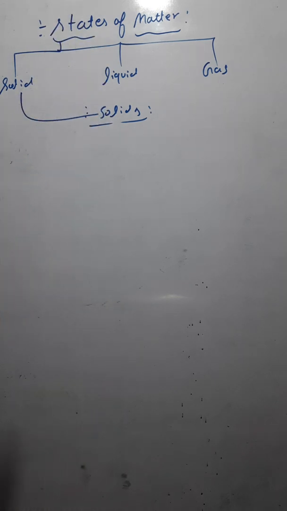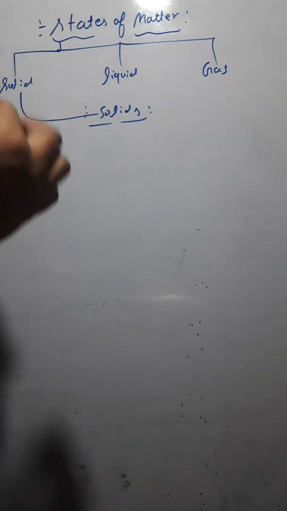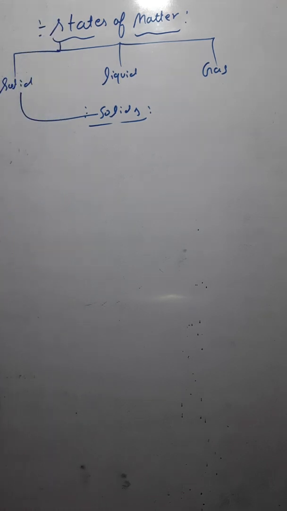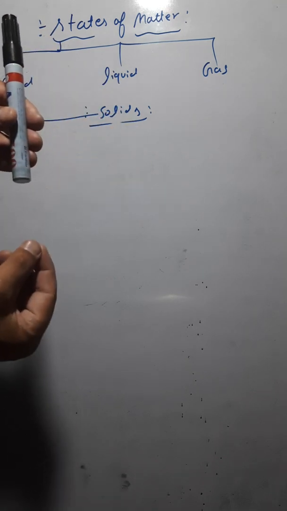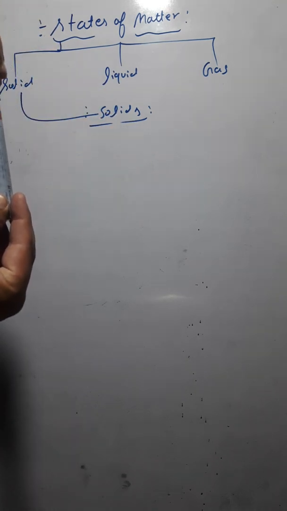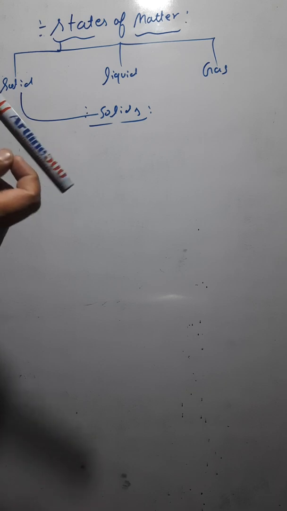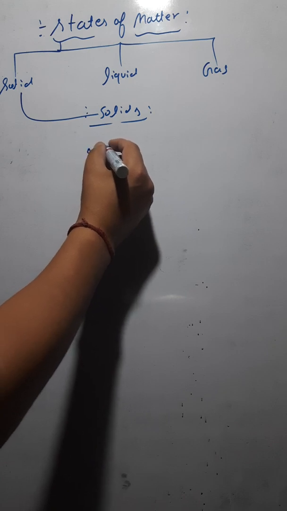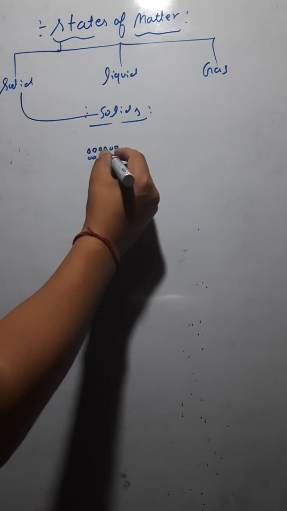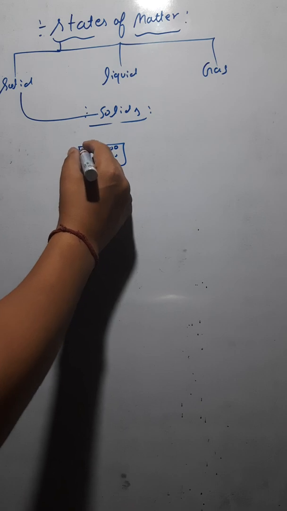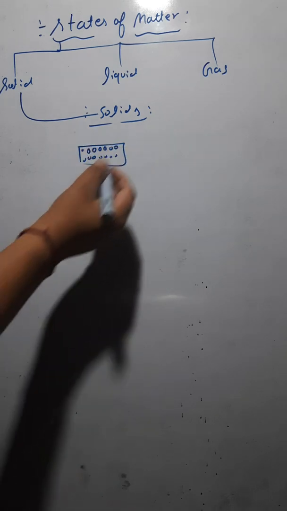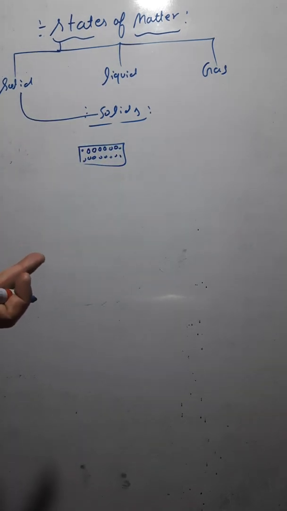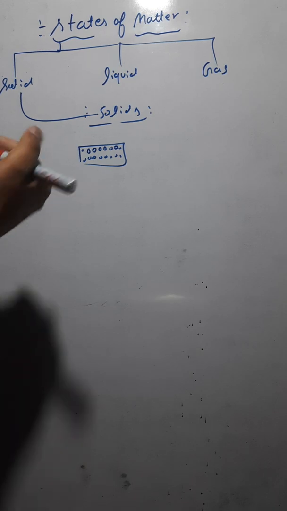Solids have a definite shape and distinct boundaries also. You cannot alter the boundaries of a solid. Then they have a fixed volume also. You cannot change its volume, because the particles retain the same distance. In a solid, the particles are very near to each other, so you cannot change the volume of the solid.